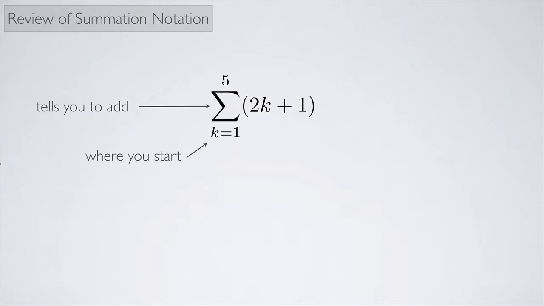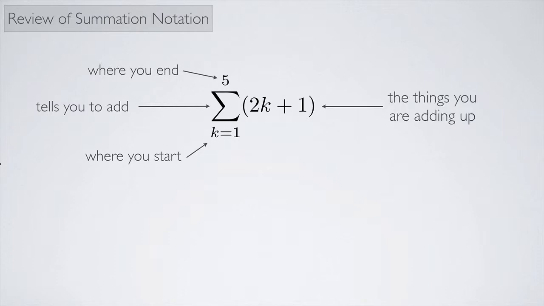The k equals 1 down at the bottom tells you where you start. And k is just a dummy variable. It could just as well have used any other letter of the alphabet, but in this case, we've chosen k. So you start at k equals 1, and you end at k equals 5. And then the 2k plus 1, those are the things that you're adding up.